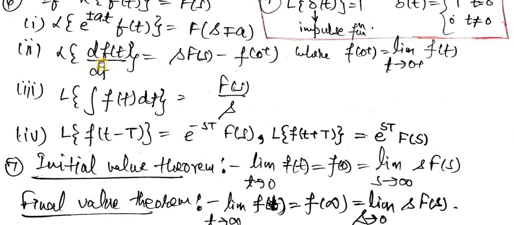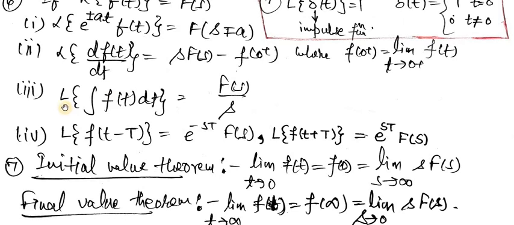Now, if the Laplace transform of f(t) is F(s), then df(t)/dt is the derivative. So we are saying the Laplace transform of df(t)/dt is sF(s) minus f(0+). I repeat, the Laplace transform of df(t)/dt is equal to sF(s) minus f(0+), where F(s) is the Laplace transform of f(t), and f(0) is equal to the limit t tends to 0 of f(t), or the value of f(t) when t tends to 0.